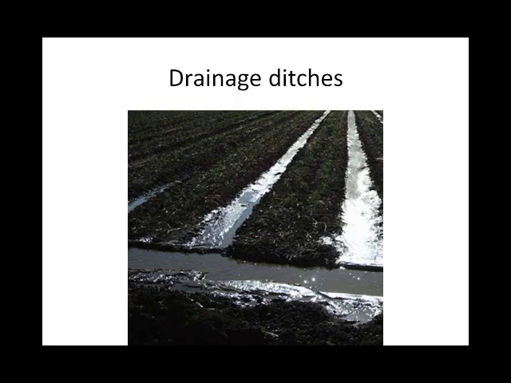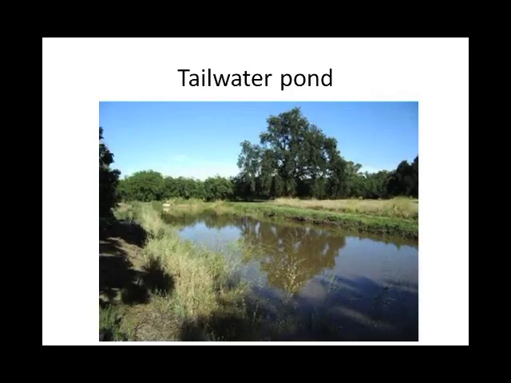Here's a picture of the drainage ditches, with the furrows of the field, tomatoes in them, going into this unlined ditch. The water from the drainage ditches then moves into a sediment trap and a tailwater pond.